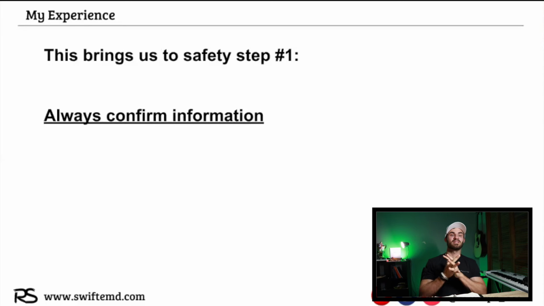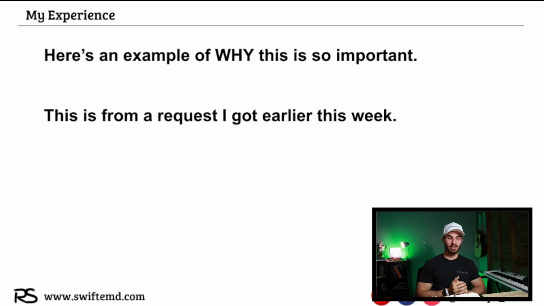But all of that to say, we're at safety step number 1, all right? I'm going to be doing 8 safety steps total, I think. So this is step number 1. Always confirm information, all right? So what we just talked about was getting all that data, right? And what happens if you get all that data and you just take it at face value, right? You can't just take that stuff at face value.